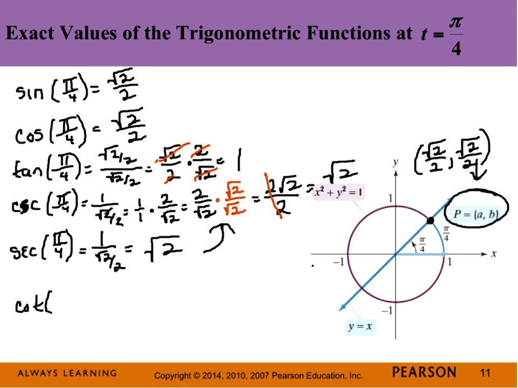And finally, we have the cotangent of pi over 4. That is square root of 2 over 2 divided by square root of 2 over 2. Anything divided by itself is just 1.